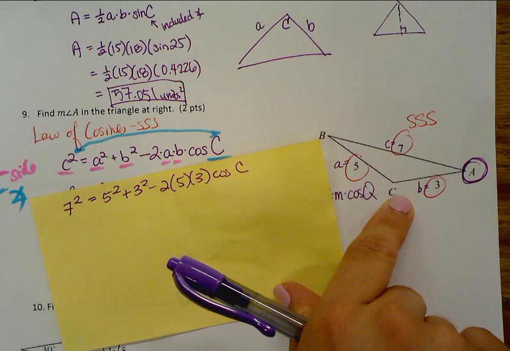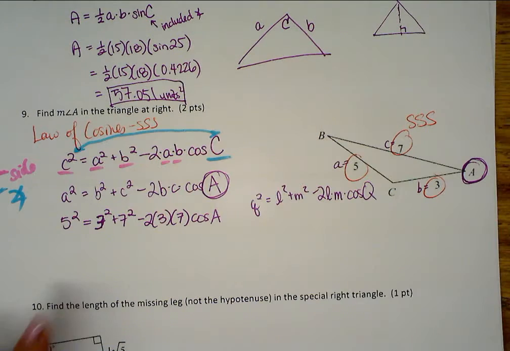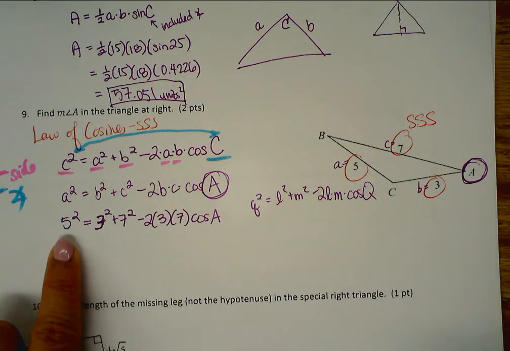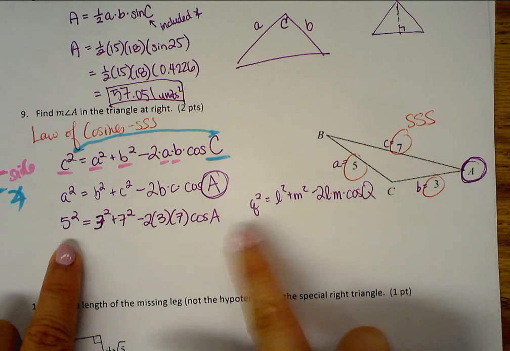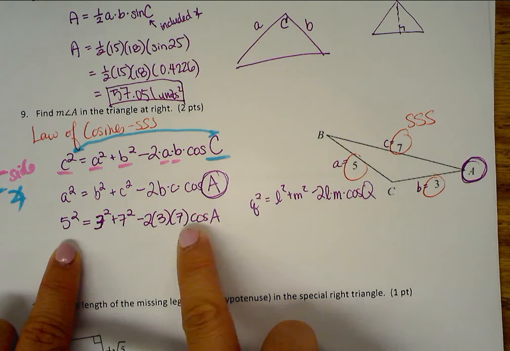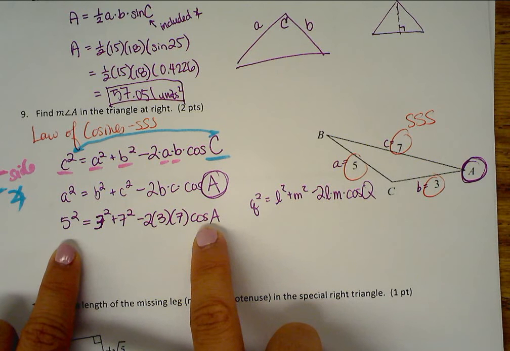Okay, so do you guys all see why this 5 has to be here instead of the 3 or the 7? Because the 5 is across from the A and you're looking for the A. Now, if you know that your missing one is not a side but an angle, you know that your last step should be cosine inverse, right?